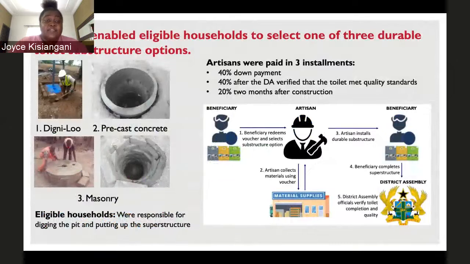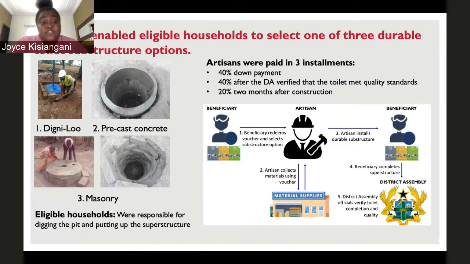Next slide. So it's important to note here that the eligible households were provided with freedom to choose any latrine substructure that they wanted among the three that are highlighted on the left side of this screen. So either the Digni-Lu, which is a pit that is lined with plastic rings and has a plastic slab, the precast concrete, which is a pit that is lined with molded concrete rings and has a molded concrete slab, or the masonry option, which is a pit that is lined with concrete blocks and has a poured concrete slab.